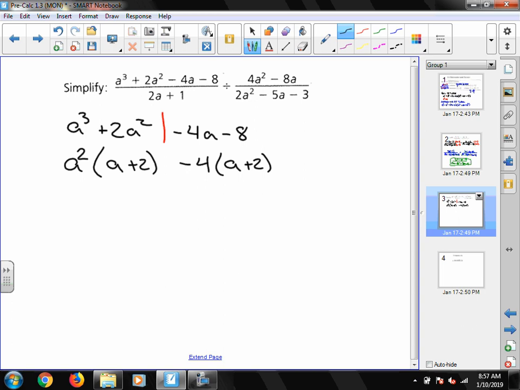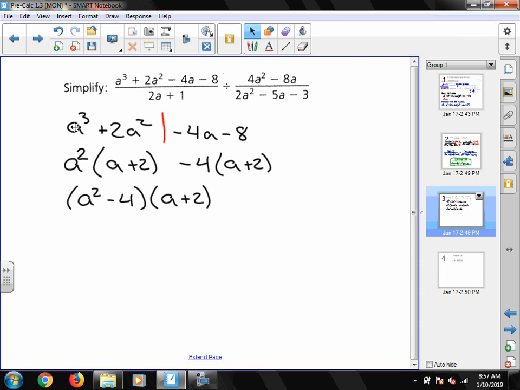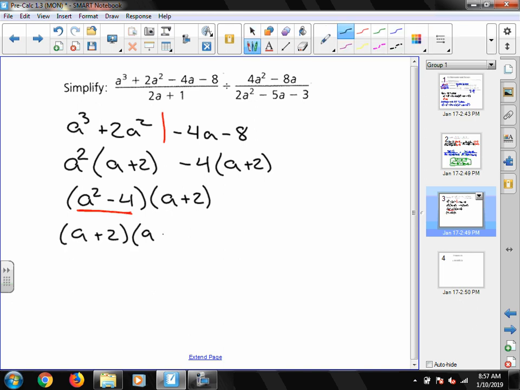a squared minus 4 and a plus 2. Now, we got a very special case here. Maybe you guys recognize it, maybe you don't, but a squared minus 4 can actually be factored into a plus 2, a minus 2 by the magic of difference of squares, and I've got that a plus 2 written there.